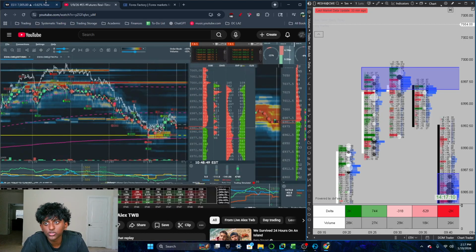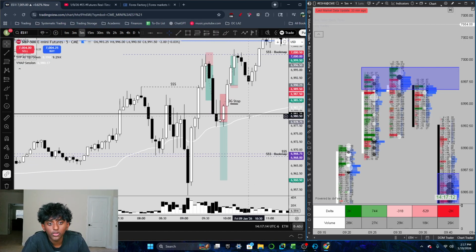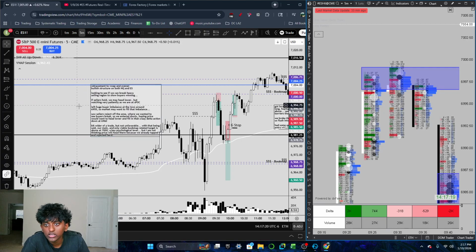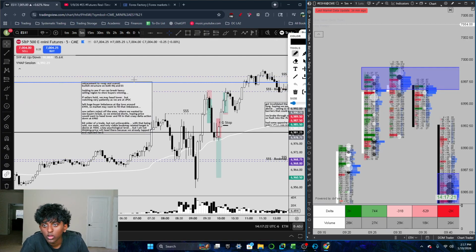And the high volume node in VWAP is where we retrace again back to the 7,000 region. Now here, as you can see, I did enter short. Now you may be wondering why. Let's take a look. I said retrace to VWAP, an overall bullish structure on both NQ and ES. That's pretty true, right? It's a good reverse retracement area. If sellers hold this area, we may head lower, for sure.